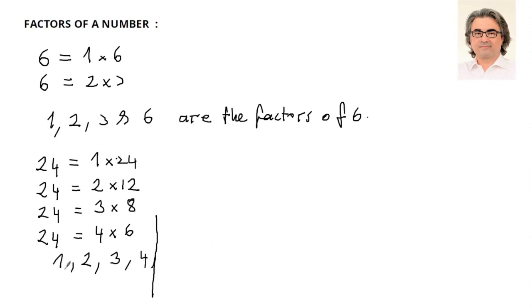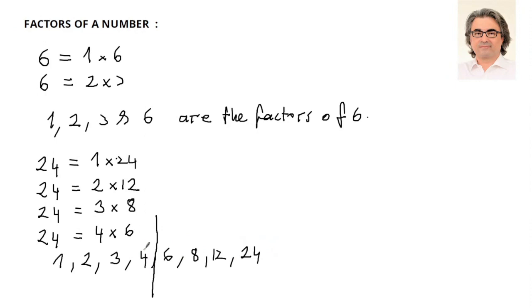24 is divisible by 1, by 2, by 3, by 4. After that, 4 times 6 is 24, so write 6 here. 3 times 8 is 24, so write here 8. 2 times 12 is 24, so write here 12. Sorry, 1 times 24, so write here 24. Did you see the result? We reached all other factors after 4, the remaining factors of 24, by multiplication.